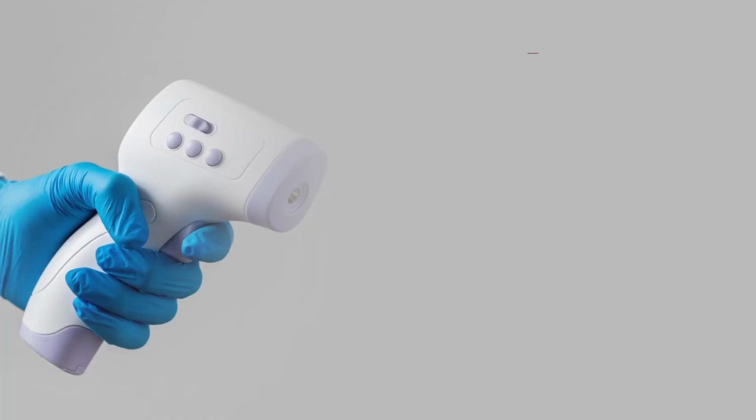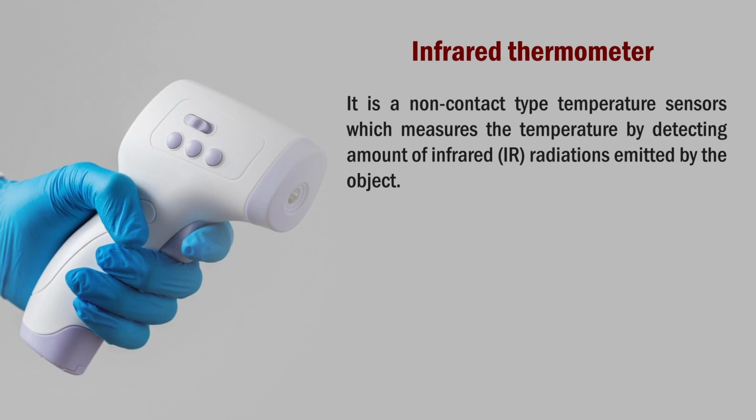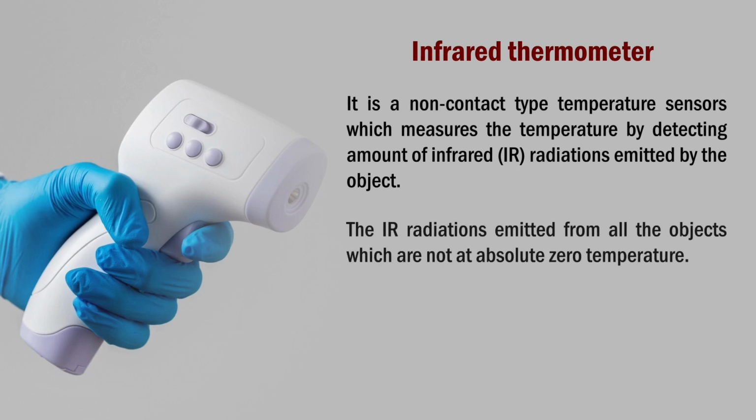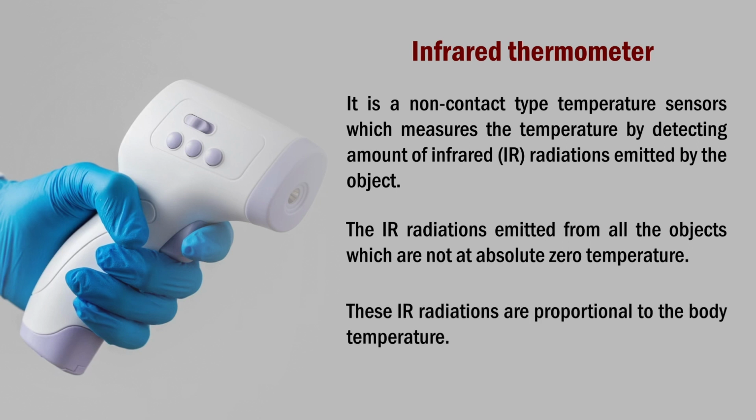Now, coming to non-contact type temperature sensors. In this section, we will study the infrared thermometer, which is popular nowadays. It measures temperature by detecting the amount of infrared radiation emitted by the object. It is based on the fact that IR radiation or infrared radiation is emitted from all objects which are not at absolute zero temperature. These IR radiations are proportional to the body temperature.